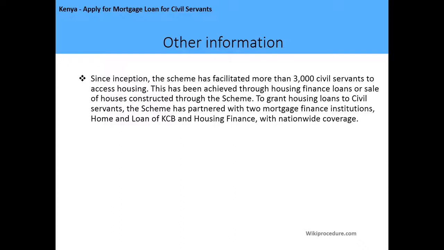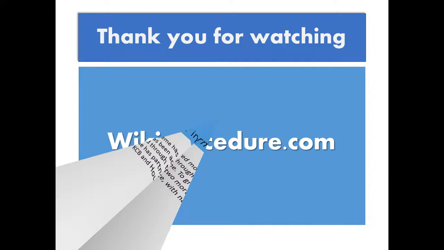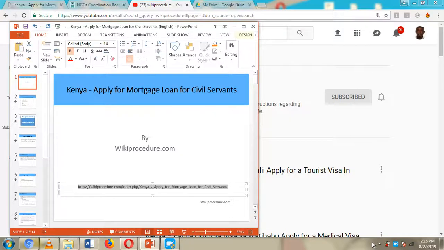So you can choose either of these 2 mortgage financing institutions, either Kenya Commercial Bank or Housing Finance, after your application has been deemed eligible by the Ministry of Housing. So that's it for the application, and thank you for watching.